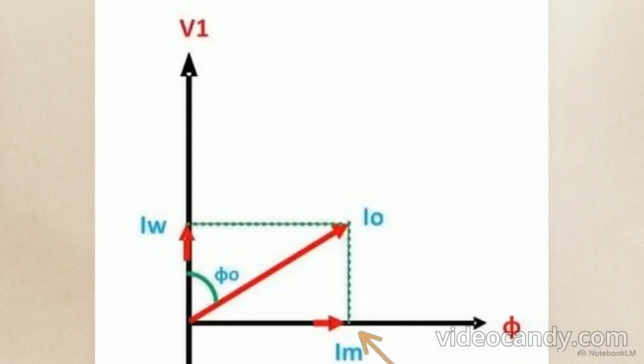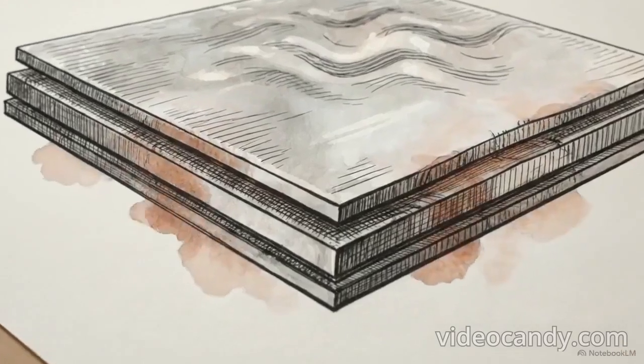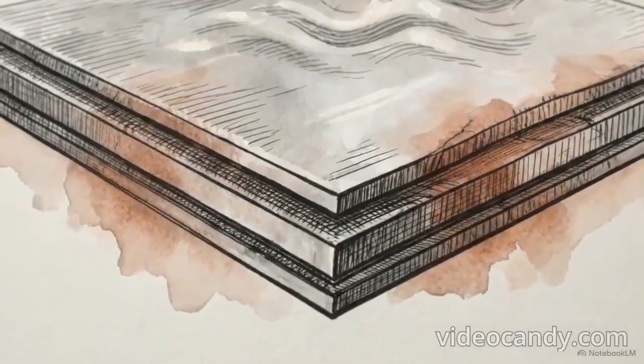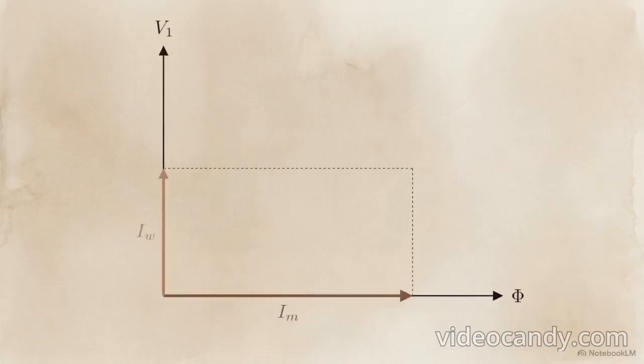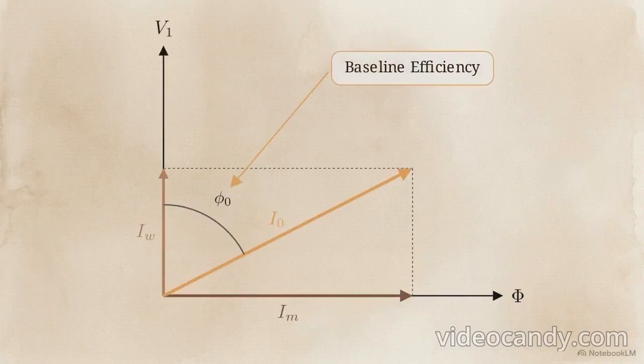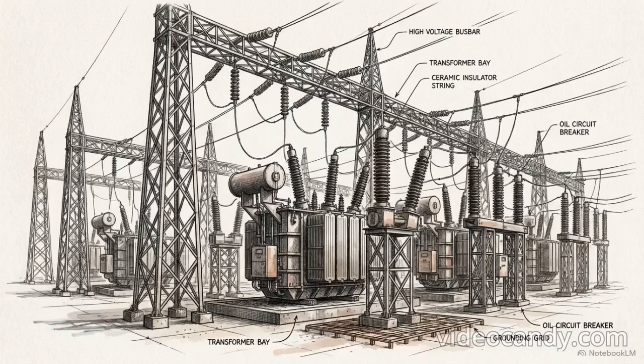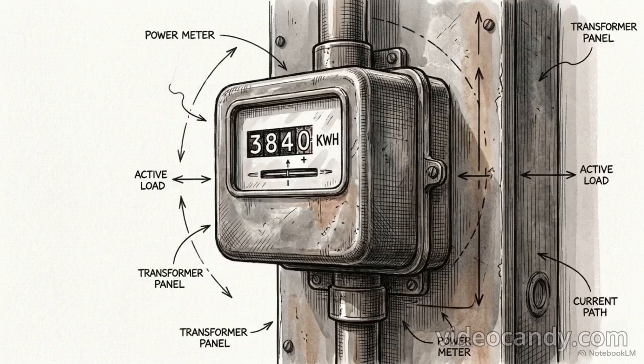This diagram reveals that the actual no-load current is the resultant of two orthogonal vectors, the magnetizing component, IM, in phase with the flux, and the active working component, IW, which is in phase with the applied voltage. The working component represents power required to overcome core iron losses. This energy dissipates as heat through hysteresis and eddy currents within the laminations. The vector sum of IM and IW gives us the total no-load current, I0. Its position creates the no-load power factor angle, phi0, indicating the baseline efficiency of the transformer.